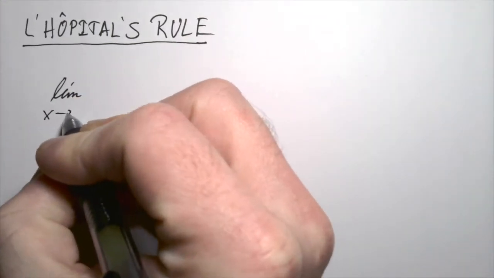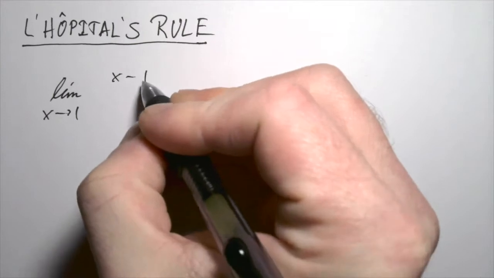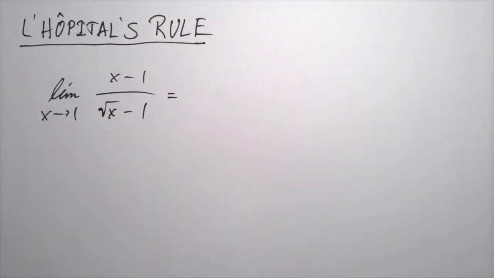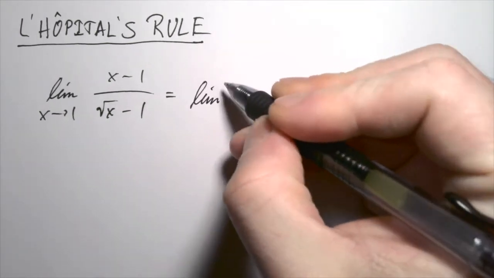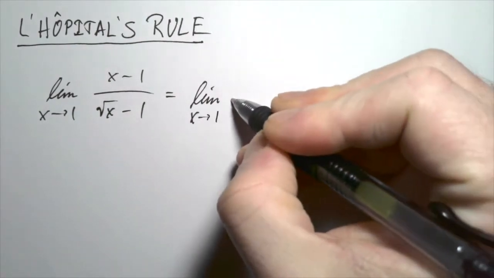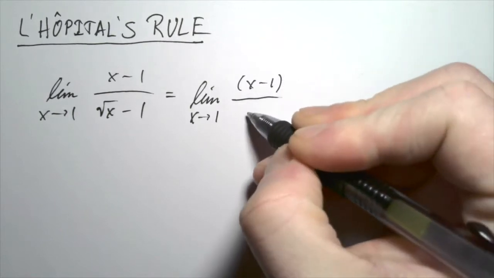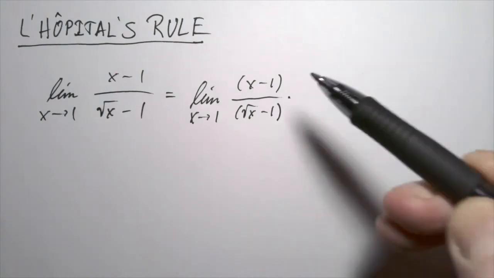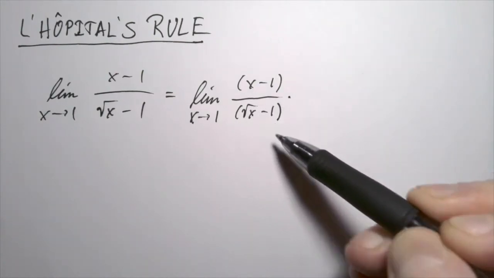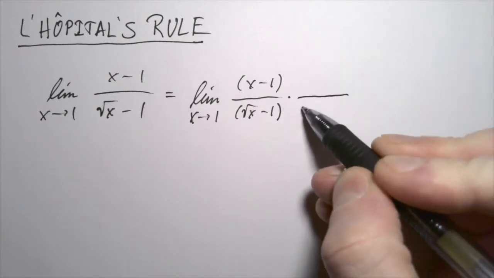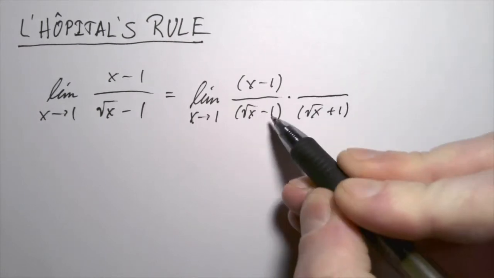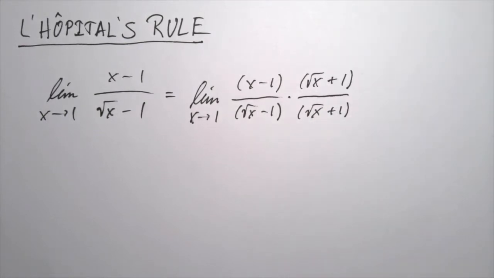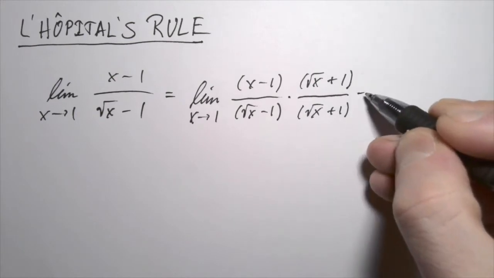So we'll look at the limit as x approaches 1 of x minus 1 divided by the square root of x minus 1. Now we've seen this kind of limit before. At the beginning of the term, we would have computed this limit by taking that fraction and multiplying by the conjugate of that term in the denominator. So we would have taken the conjugate, meaning that you change the minus to a plus, and then multiply by 1 in a clever way by multiplying by the conjugate on the bottom and the top.